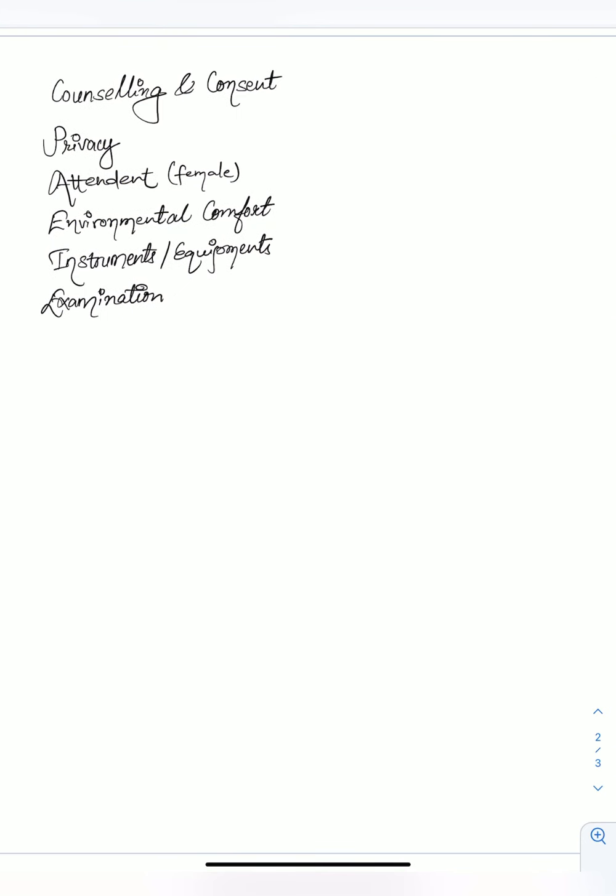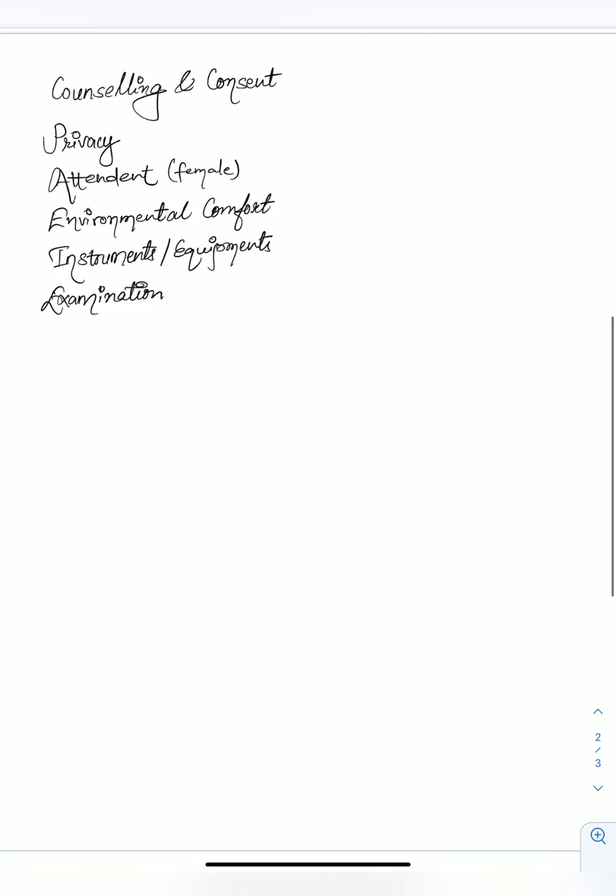There are some points which are not concerned with this topic, but I want to say them because they are very important. And this is while examination. While examining, you should first counsel the patient. That is, we should tell him what we are going to do, what procedures we are going to follow, and take consent from the patient to proceed. Then we should give him proper privacy. Then there must be an attendant if the patient is female, and the attendant must be female. That may be a nurse or a family member of the patient, a female family member.